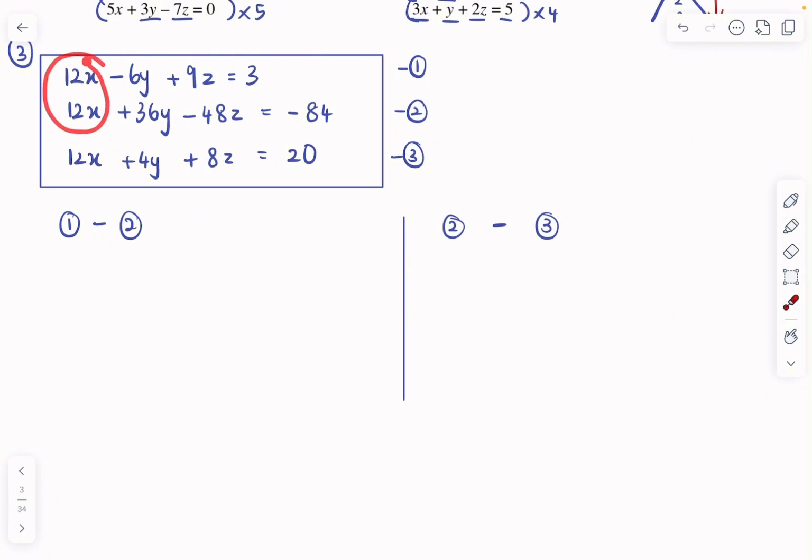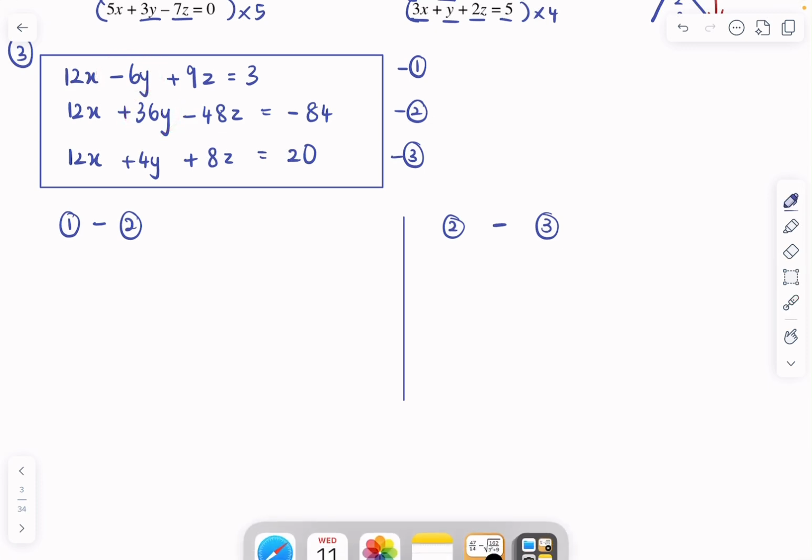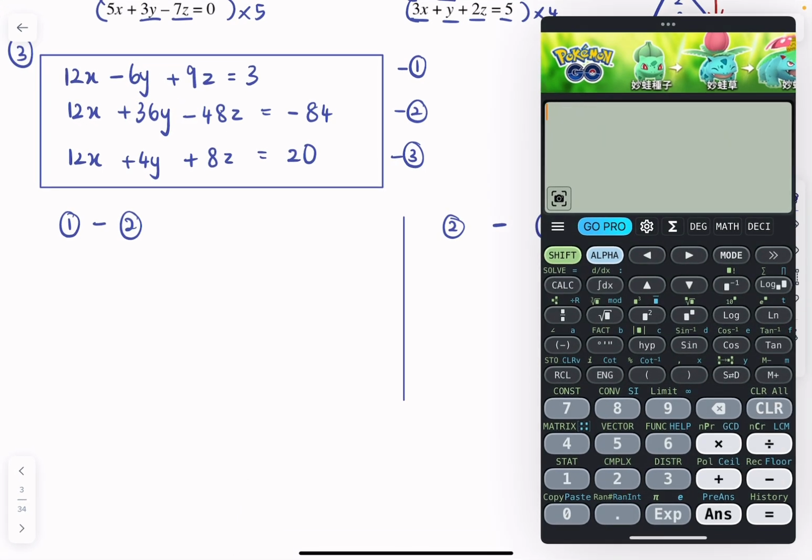So 12x minus 12x is 0. Negative 6y minus 36y. If you're unsure, you can use your calculator, but if you're very sure with your numbers, you can straight away do. Minus 42y. 9z minus negative 48 is 57. Then 3 minus negative 84 is 87.